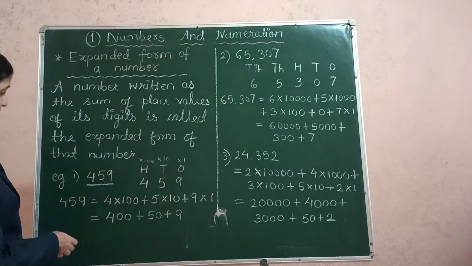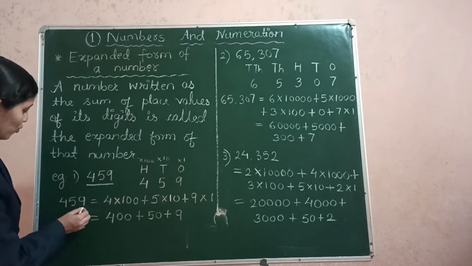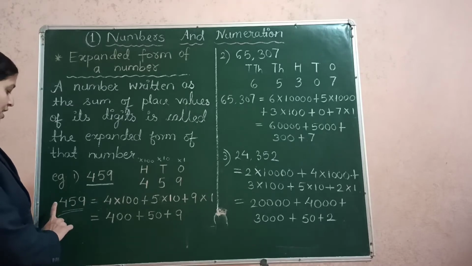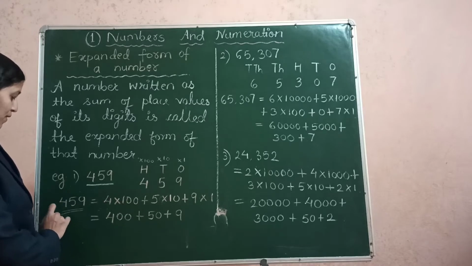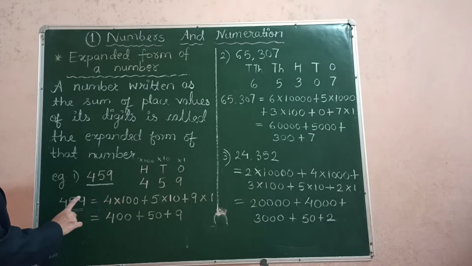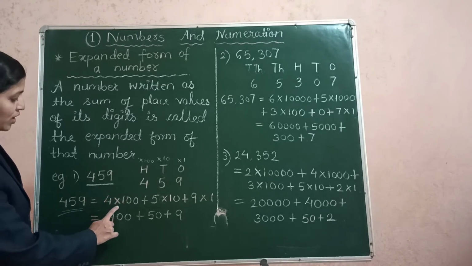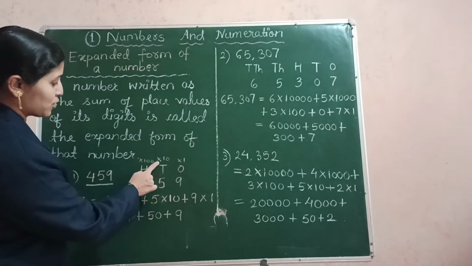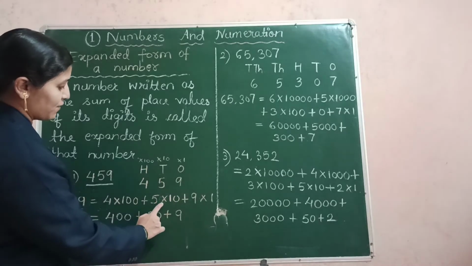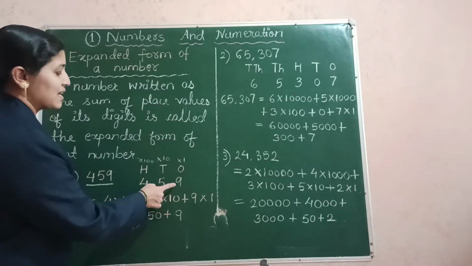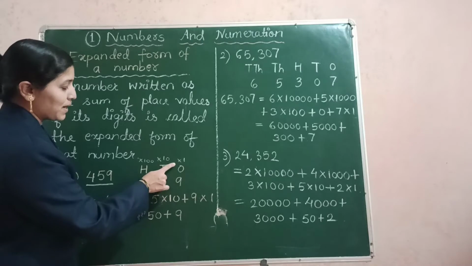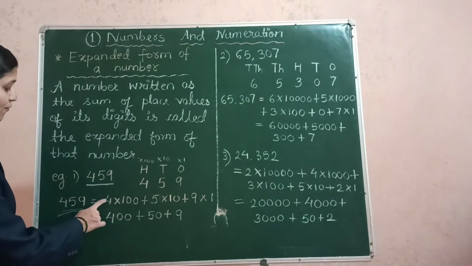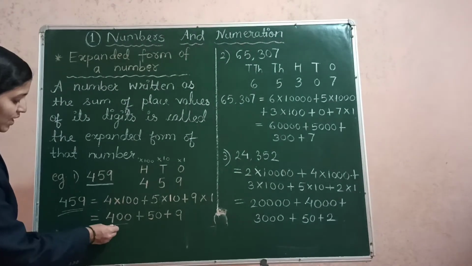So here you can see the number is written 459. Now we will take the first digit, that is the largest place value digit, which is 4. 4 is in hundreds place. So 4 into 100 plus 5. 5 is in tens place. So multiply with 10. 5 into 10 plus 9 is in ones place. So multiply it with 1, plus 9 into 1. And what is the answer? 4 into 100 is 400.